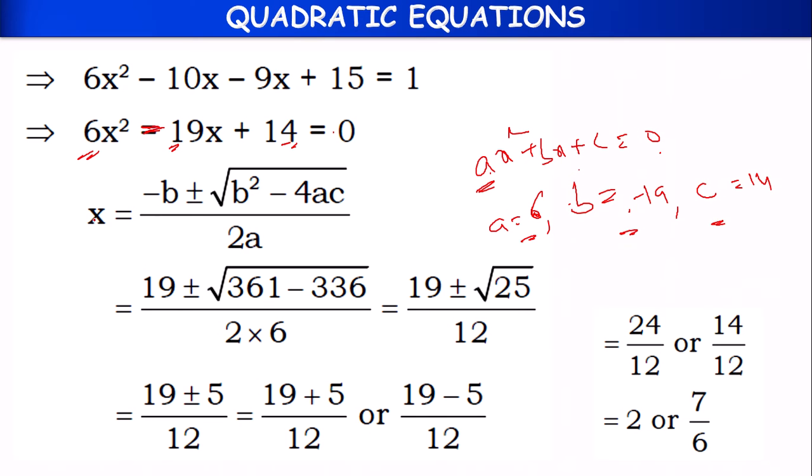After that, how to find roots of a quadratic equation, which is in the form of ax square plus bx plus c? The formula is minus b plus or minus root of b square minus 4ac by 2a. Just we have to substitute the values and simplify. Under root, we will get 25 here. After simplification, root of 25 is 5. 19 plus 5, one time we can take plus 5 for one root. For another root, we can take 19 minus 5, which is equal to 24 by 12 or 14 by 12, that is 2 or 7 by 6.